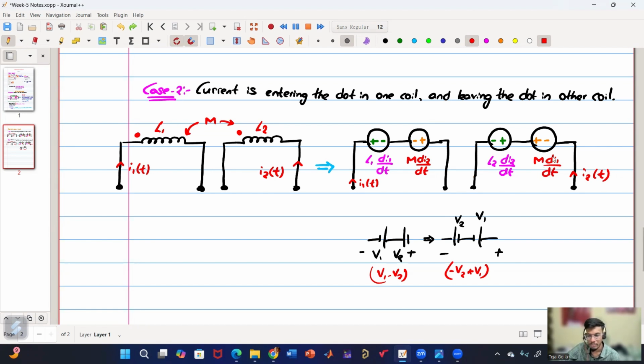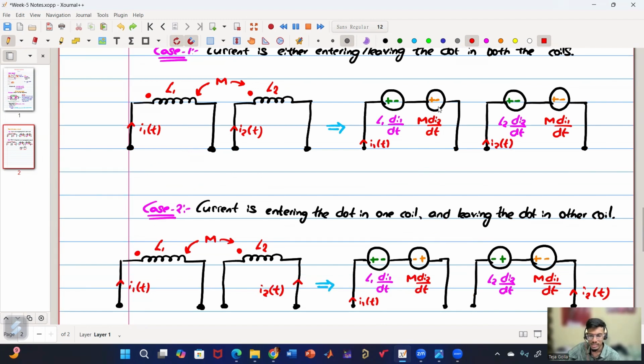And here we'll get M into di1 by dt because it is mutual. It is not because of the current in this coil, it is because of the current in coil 1. Similarly, if you see here, this is induced because of the current in coil 2, and here this is induced because of the current in coil 1. So that's why these two have cross terms. Here it will have I2 and here it will have I1 because that is of the mutual inductance.